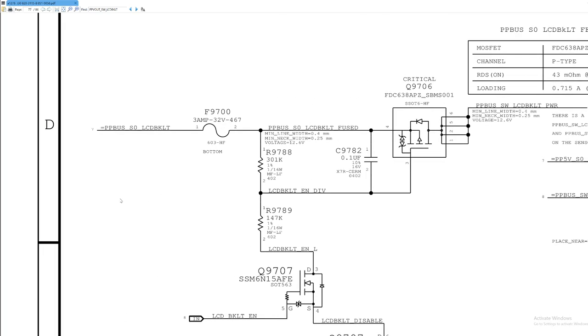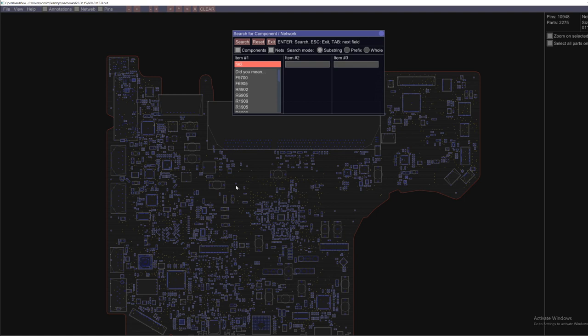Okay, so what we have to do is start by testing PP bus SO LCD back light. This should be about 12.8 volts. This is a fuse. Now, the first thing I want to test is the fuse. I want to see if my fuse is good or is it blown. If it's blown, then we change it and we test again. If the fuse is not blown, then we look at other parts of the circuit diagram. So let's locate F9700 on the board. That's our fuse, the F9700.